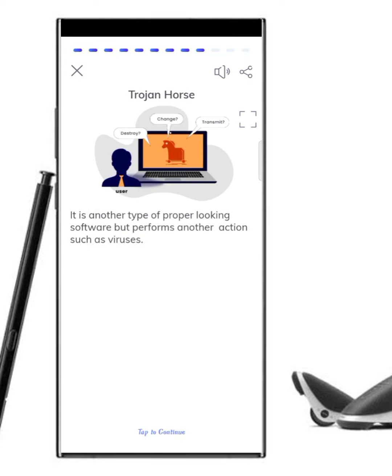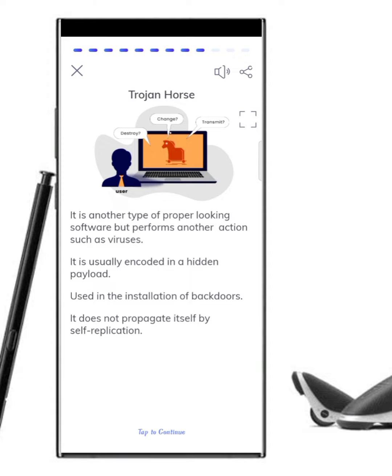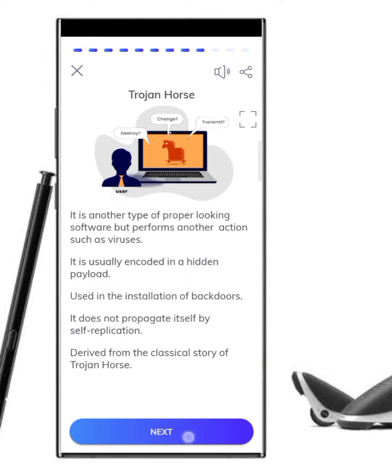A Trojan is another type of proper-looking software that performs another action, such as installing viruses. It is usually encoded in a hidden payload, used in the installation of backdoors. It does not propagate itself by self-replication. The name is derived from the classical story of the Trojan horse.